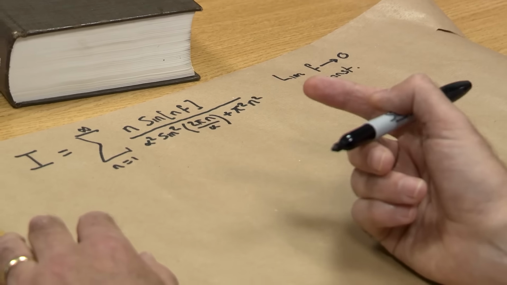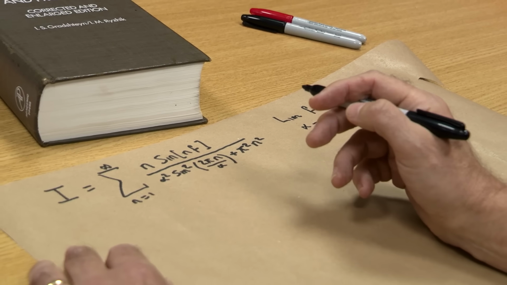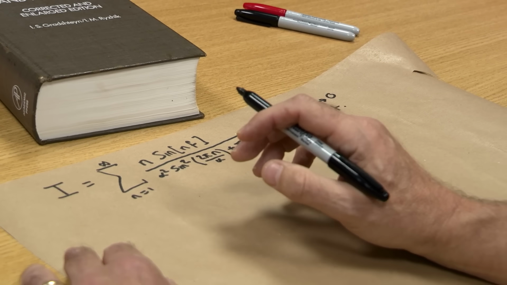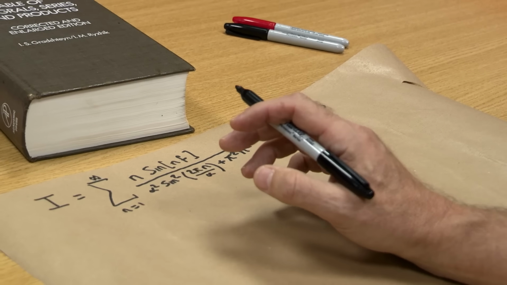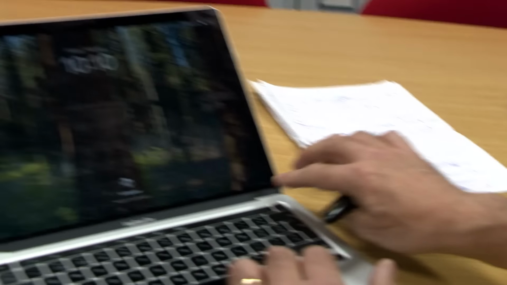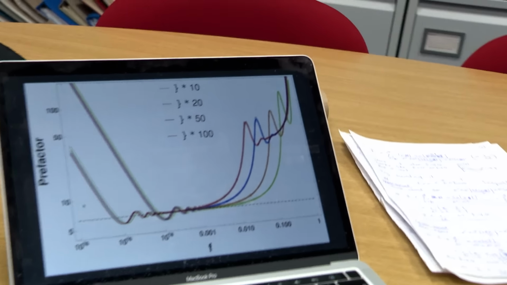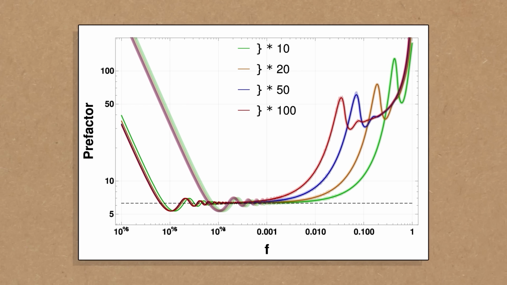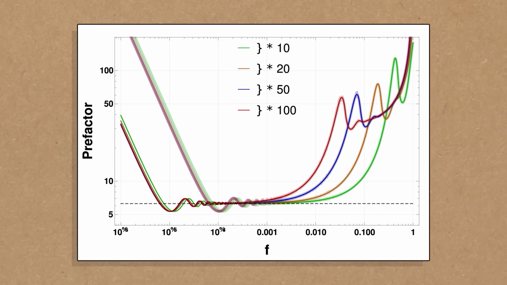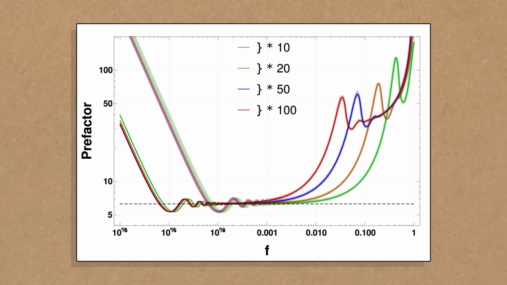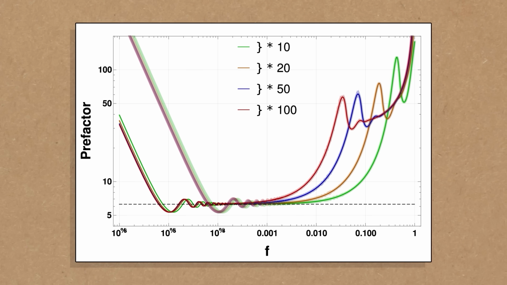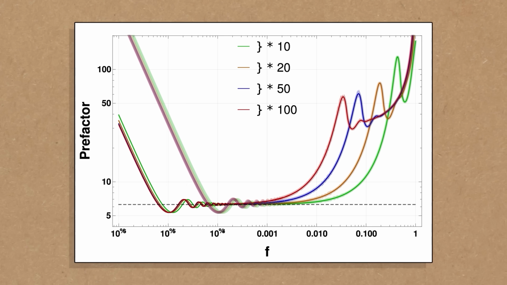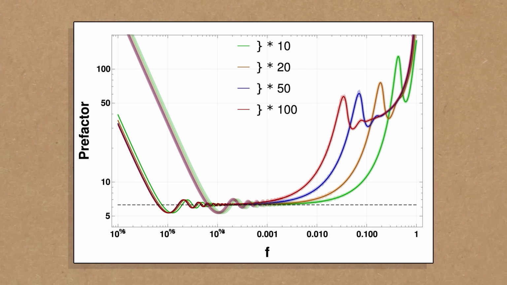So what we did was, I didn't think we could do anything with it, so we just had a quick look at it on the computer. I'll show you what we began to see. So this is 1 over this factor I. This is the prefactor, we're calling it. And I did a sum, the green line, the orange line, the blue line and the red line are for different values of this upper value of n. So n of 10, n of 20, n of 50.